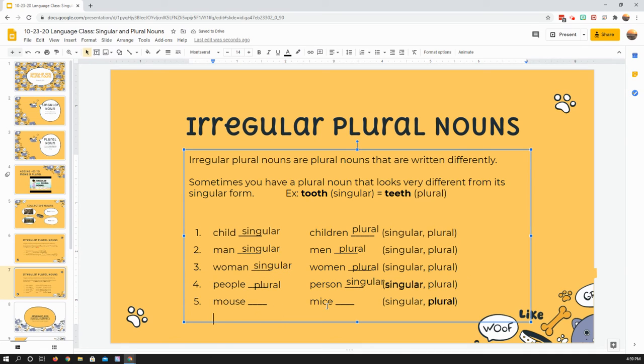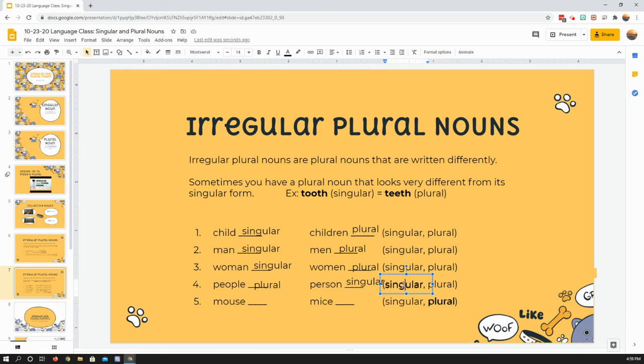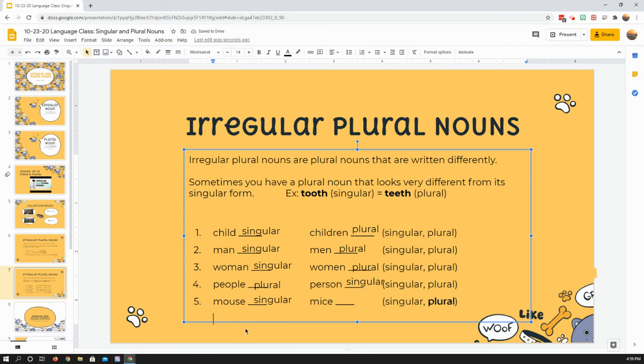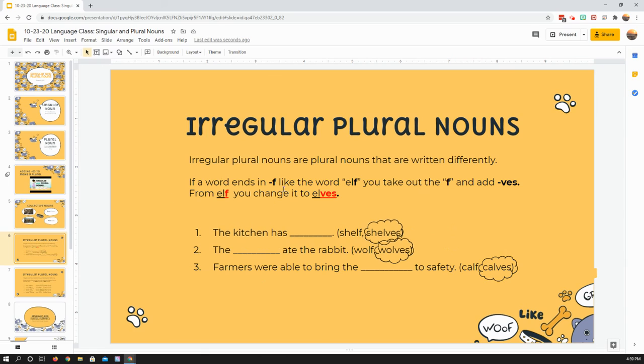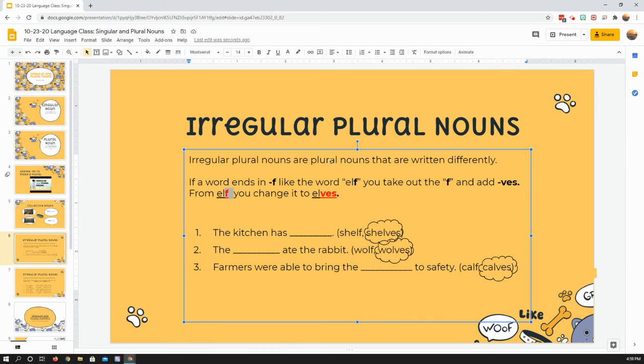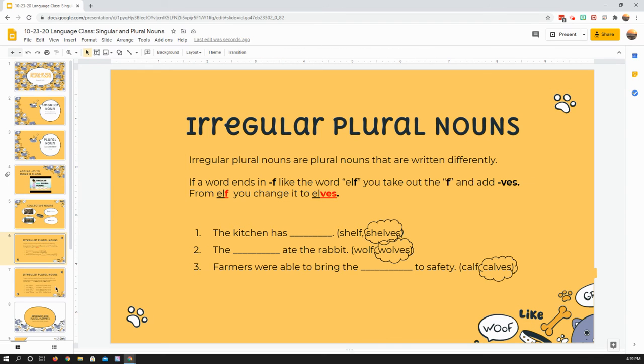Now, mouse or mice. Mouse is actually singular. But if I'm talking about more than one, then I'm going to say mice. So mouse is singular, mice is plural. So there are different types of irregular plural nouns. In this case, you have the singular form looks one way, and then the plural form looks completely different. And then you have this type of irregular plural noun: the singular form ends with an F, and then the plural form ends with VES. So here you have different types of plural nouns.